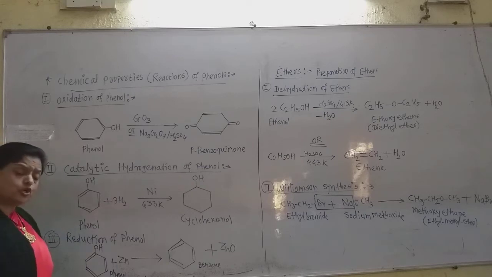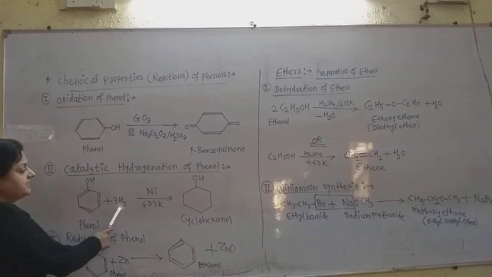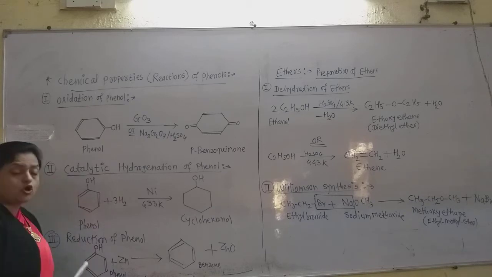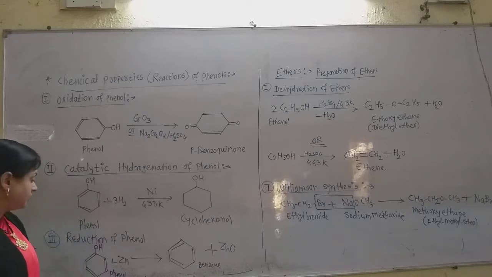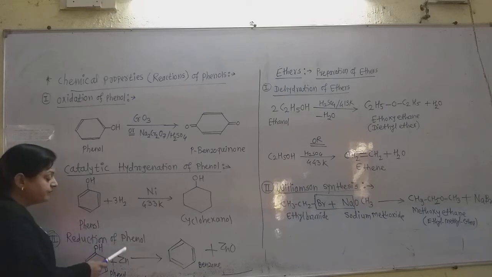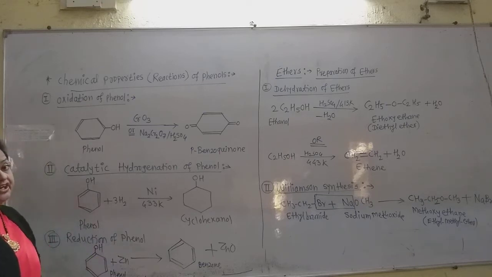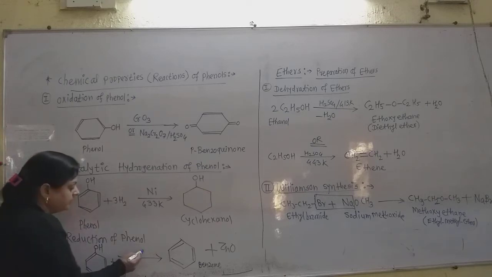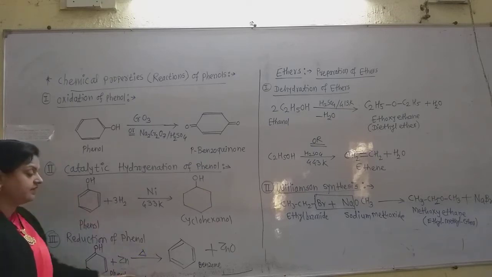Now the third reaction of phenol is again a reduction of phenol. The hydrogenation, addition of hydrogen, is the reduction of the phenol. That means here removal of oxygen is the definition for the reduction. Now here phenol is converted into benzene when we reduce this phenol in the presence of zinc dust and somewhat heating it. This phenol is converted into benzene.